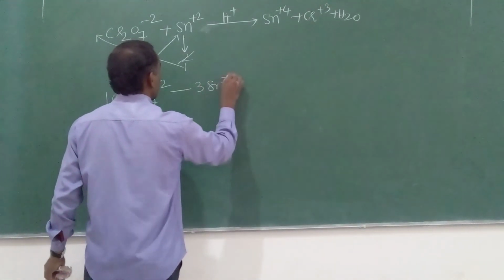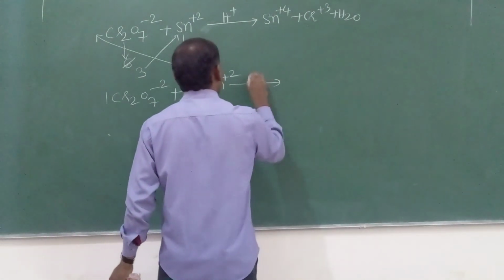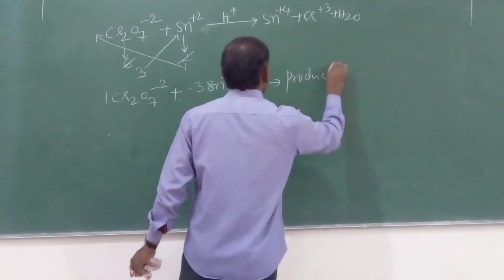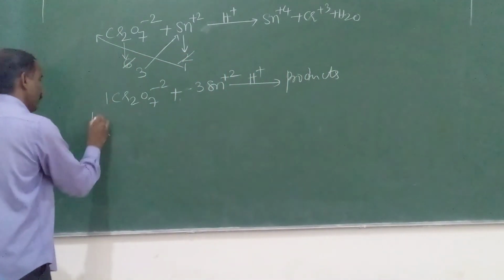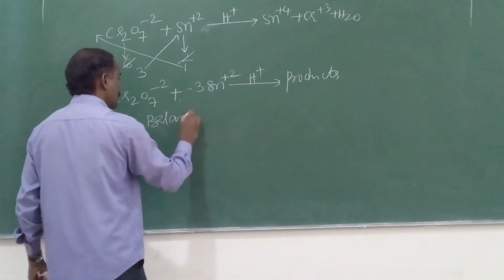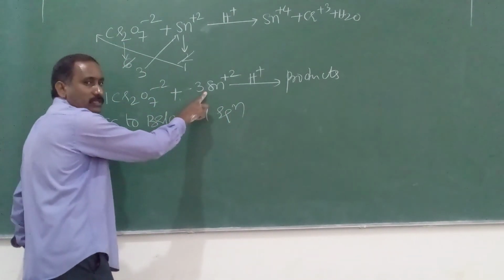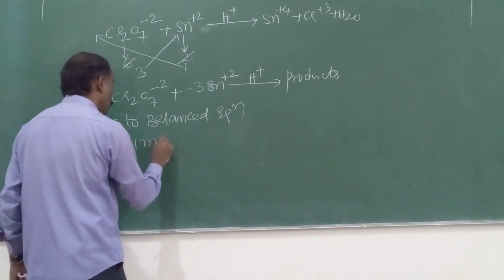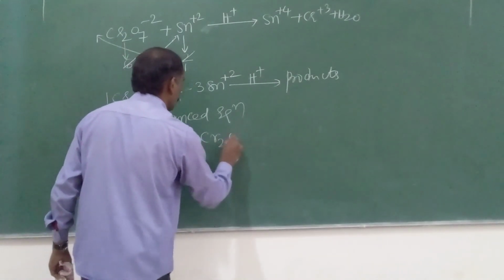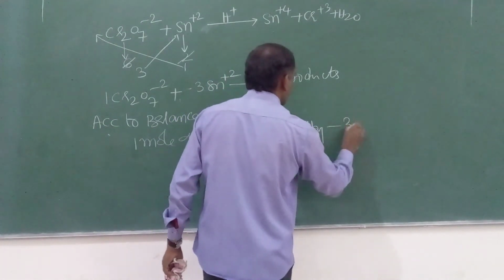Reactant side balancing is enough. Therefore 1 mole of dichromate and 3 moles of stannous chloride. Otherwise I will write plus H+, products are not required anyhow. Now according to the balanced equation, one mole of dichromate is reduced by how many moles of stannous chloride? 3 moles. 1 mole of dichromate is reduced by 3 moles of stannous chloride.